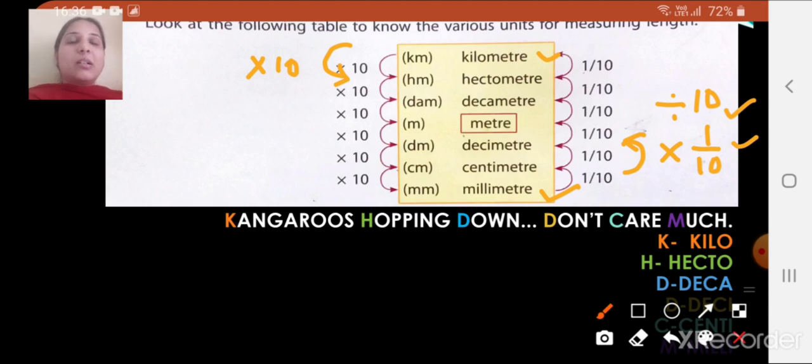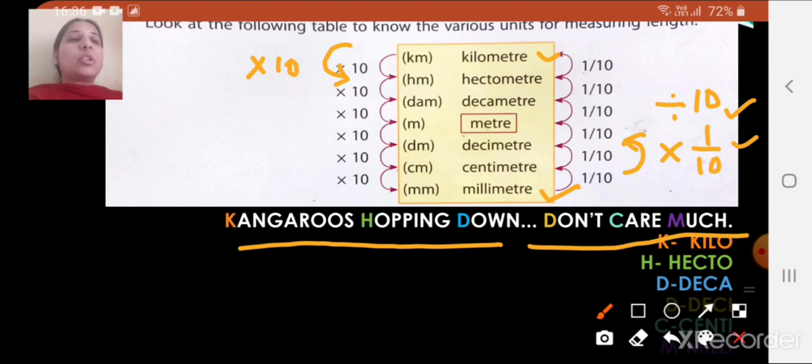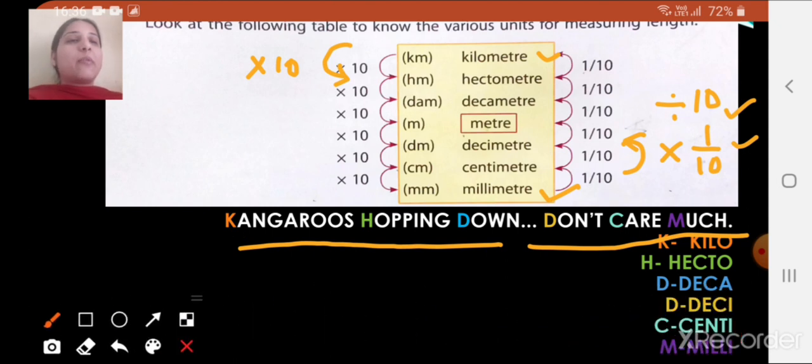Children, this sequence you can easily remember by just remembering a sentence like kangaroos hopping down don't care much. Okay. Where this K stands for kilo. H, hopping, H stands for hecto. The first D, down, the D stands for deca.